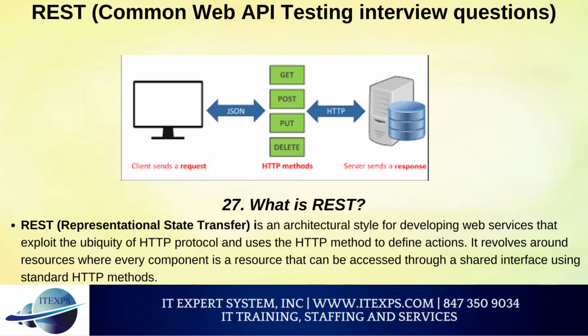REST, representational state transfer, is an architectural style for developing web services that exploit the ubiquity of the HTTP protocol and use HTTP methods to define actions. It revolves around resources, where every component is a resource that can be accessed through a shared interface using standard HTTP methods. In REST architecture, a REST server provides access to resources and a REST client accesses and makes these resources available. Here, each resource is identified by URIs or global IDs, and REST uses multiple ways to represent a resource, such as text, JSON, and XML. XML and JSON are nowadays the most popular representations of resources.